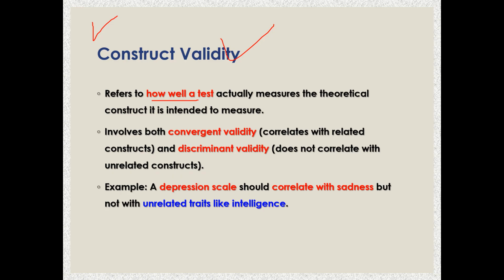Convergent validity means it correlates with a related construct, and discriminant validity means it does not correlate with unrelated constructs. Example, like a depression scale should correlate with sadness, but not with unrelated traits like intelligence. Okay, that's an example right here. So that was the last one.